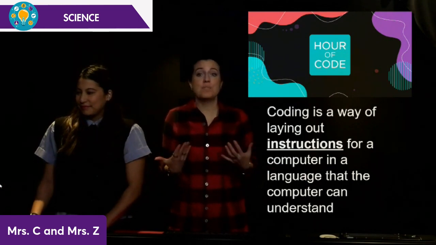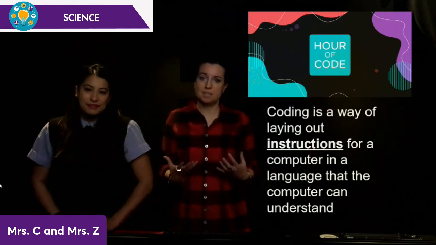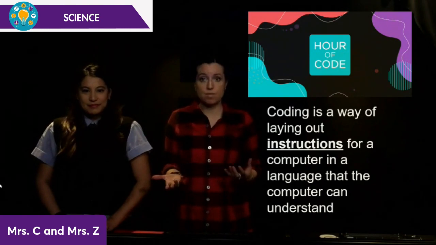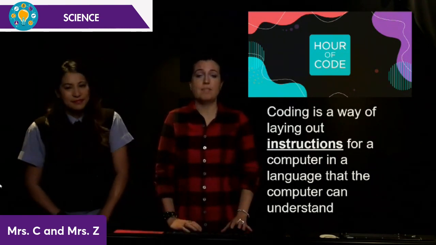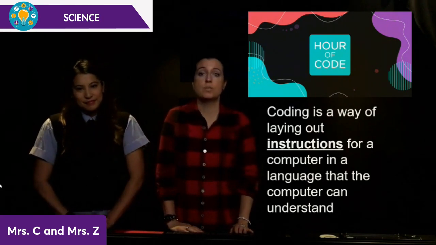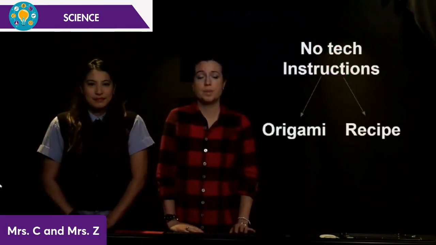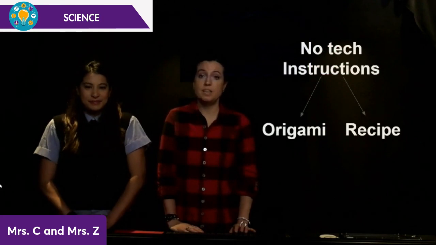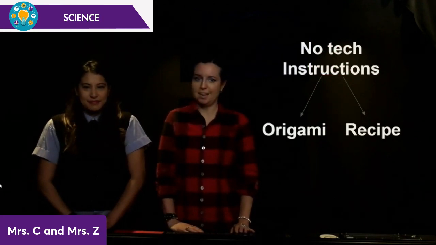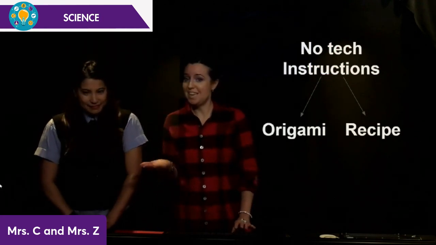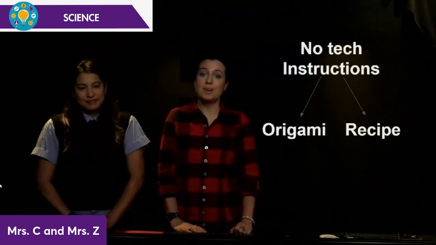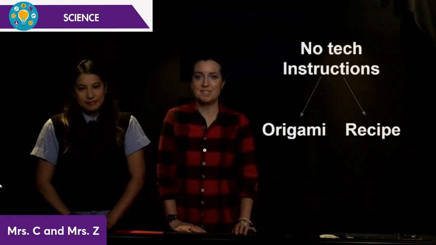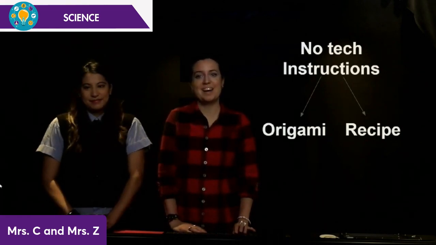Well, we need to provide our computers a very specific set of instructions in order for it to work and do what we want it to do. And that set of instructions needs to have a specific sequence, which is also called an algorithm. Today, we're going to be giving you a set of no-tech instructions. With Mrs. C, we're going to be making some origami, and I will also be talking about how a recipe can be a set of instructions, just like for a computer and coding.